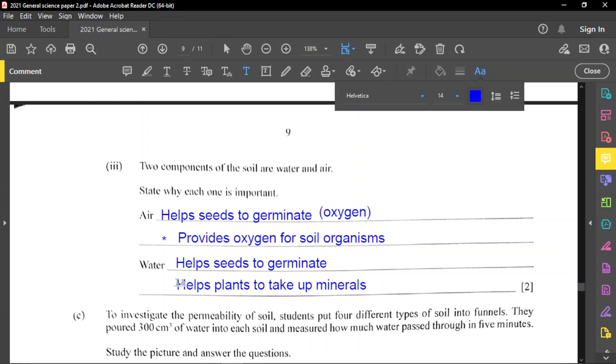Not only that, water also helps soil organisms as well. And plants also take up water from the soil for photosynthesis. So plants need water as well for photosynthesis. Water is taken up from the soil to carry out the food making process. And so here they say to help plants make food. This process is called photosynthesis, and I must put it in brackets. All right, so photosynthesis.